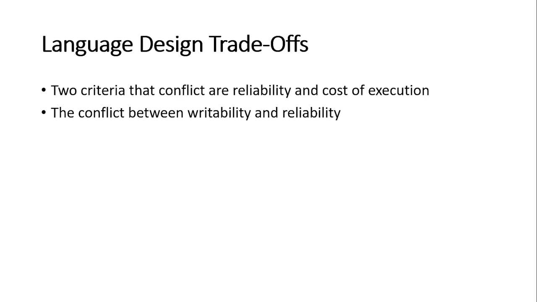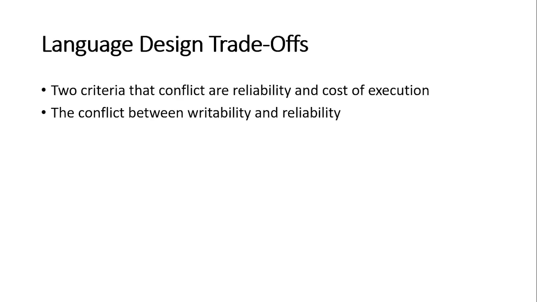Okay, so in that case, the two criteria that conflict are reliability and cost of execution. Okay, so we have seen different evaluation criteria, and we have set up a framework for performing this evaluation and all. And these criteria or these facts are actually self-contradictory. So two criteria that conflict are reliability and cost of execution.